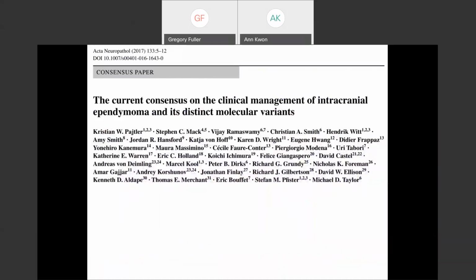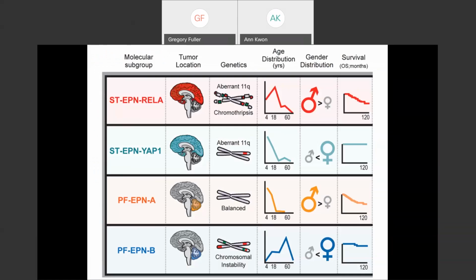All right, here's the papers. The current consensus on clinical management of cranial ependymoma. And here you can see, let's just talk about ependymoma. Look at this: supratentorial ependymoma, RELA; supratentorial ependymoma, YAP1; posterior fossa ependymoma A; posterior fossa ependymoma B. That is going to be the classification that I mentioned, I think, in the new 5th edition WHO 2020, right?